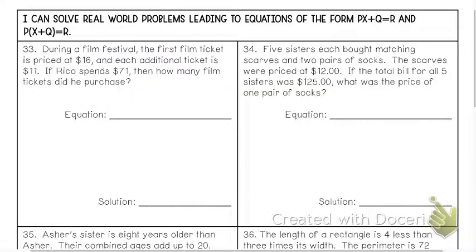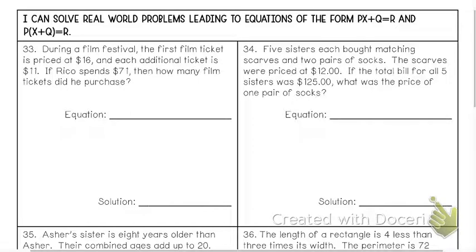Now looking at this one, I'm going to go ahead and do number 34 because it's the more difficult of the two shown. It says here 5 sisters each bought matching scarves, 2 pairs of socks. The scarves were priced at $12. If the total bill for all 5 sisters was $125, what was the price of 1 pair of socks?